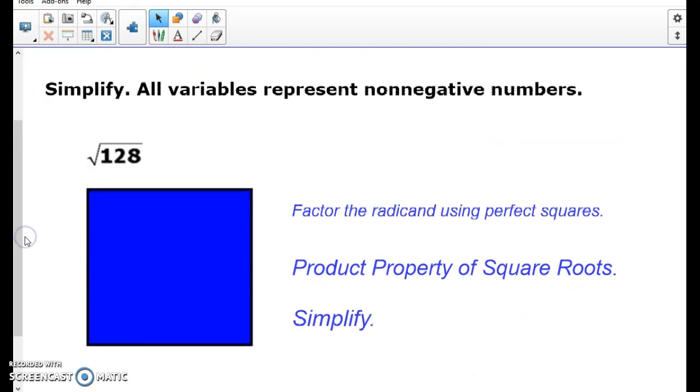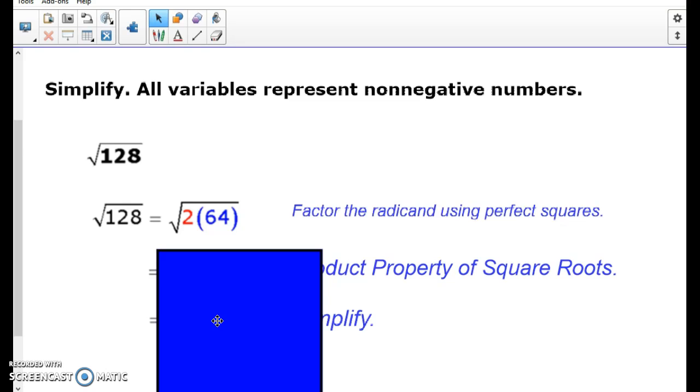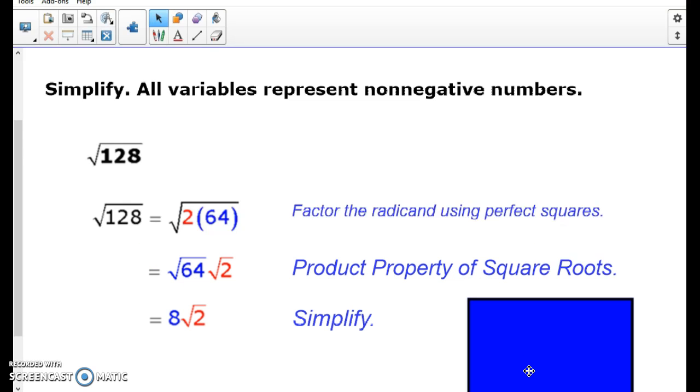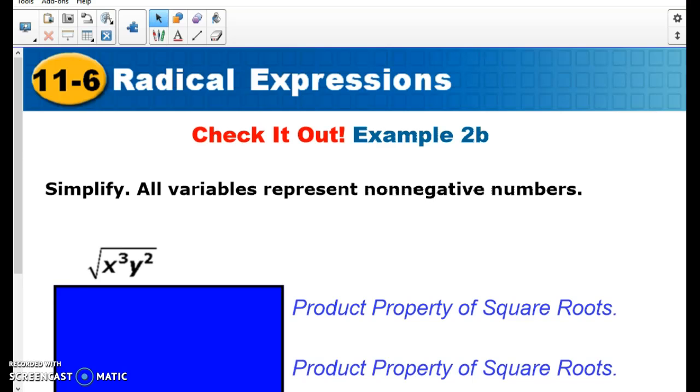Same thing here, 128. Again, if you can't think of one of those square root numbers that goes into 128, I wouldn't think about it for a long time. Break it up however you can. In this case, I would go with 2 and 64, which I end up knowing the square root of 64 is 8. Can't break down 2 anymore, so it's going to be 8 root 2.